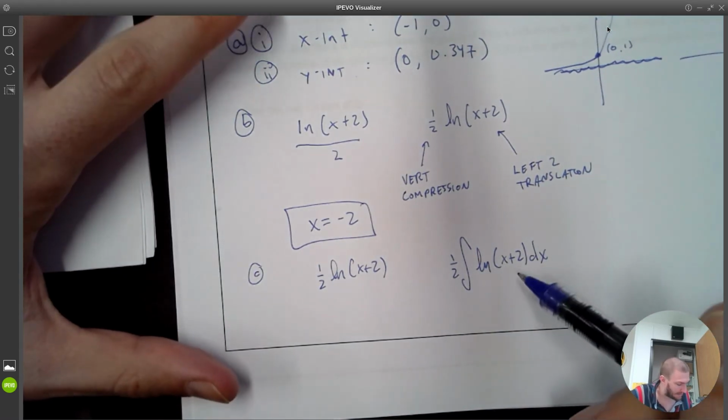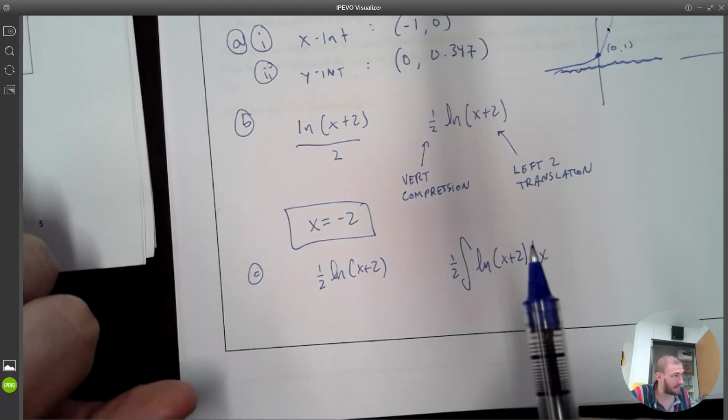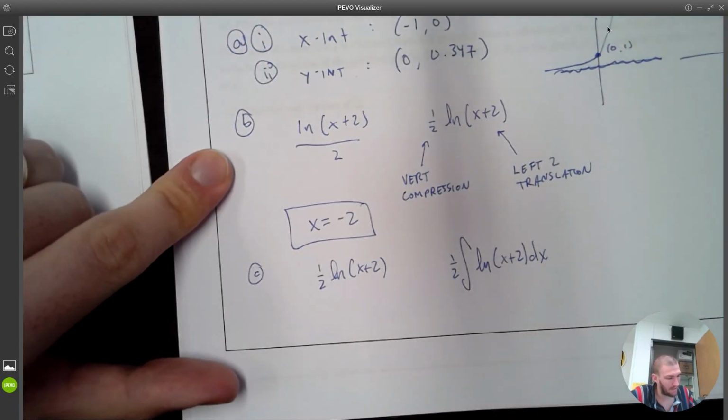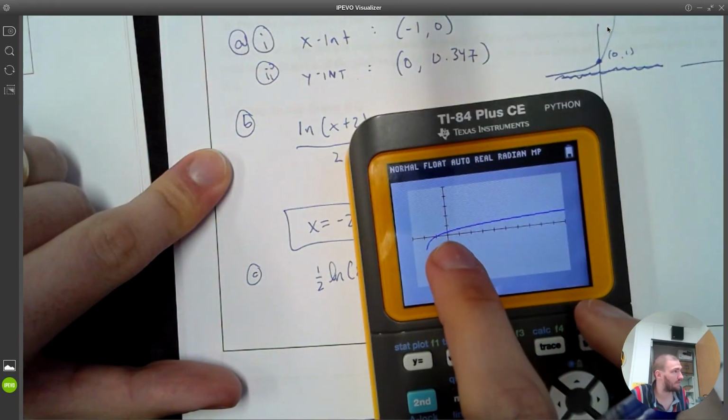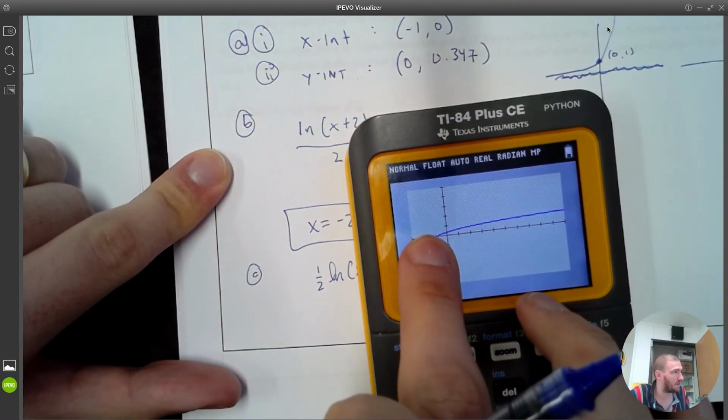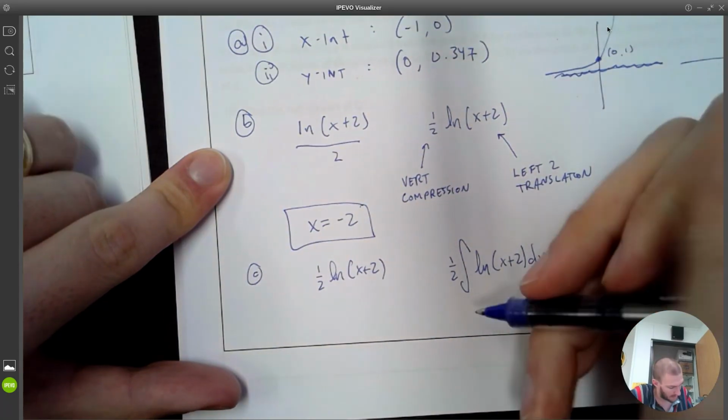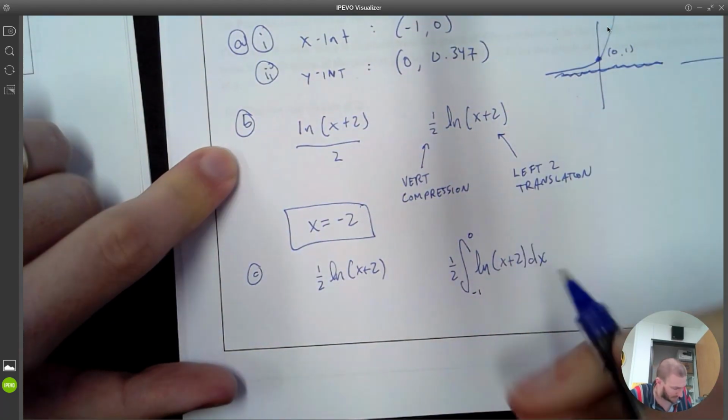Now I don't want to do the indefinite integral, I want to do the definite integral, and I want it to be for this little spot here, which is from -1 to 0. And so I'm going to put a -1 and a 0 here.